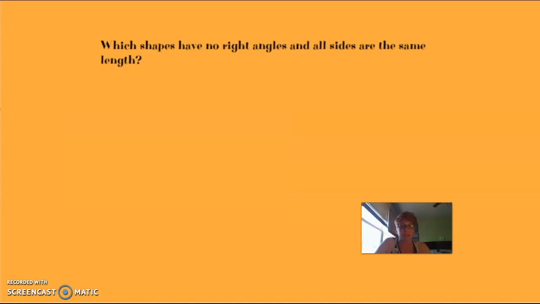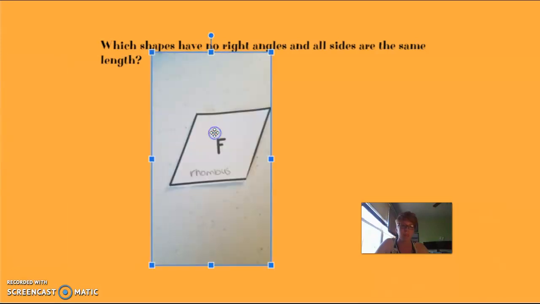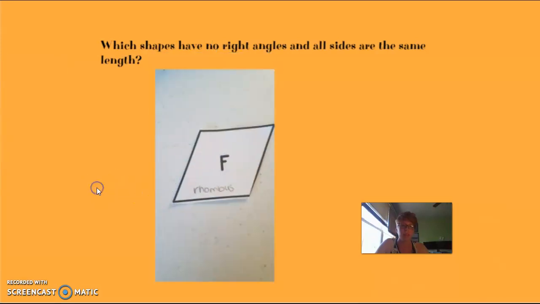Now, last question. Which shapes have no right angles and all of the sides are the same length? There's one shape here. No right angles, their angles do not make the letter L, and all sides are the same. Find that shape and lay it in front of you. That shape would be the rhombus. See, no right angles and all sides are the same length.